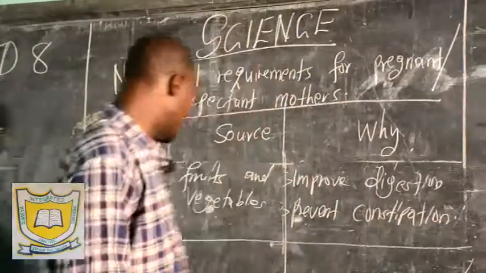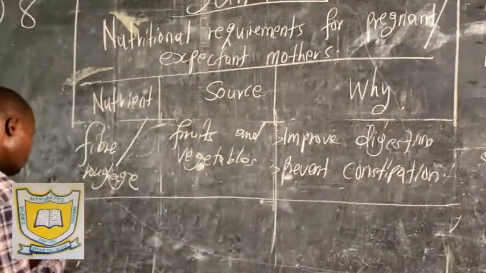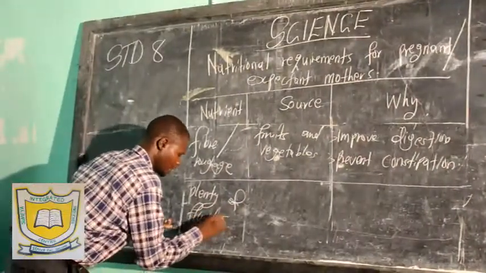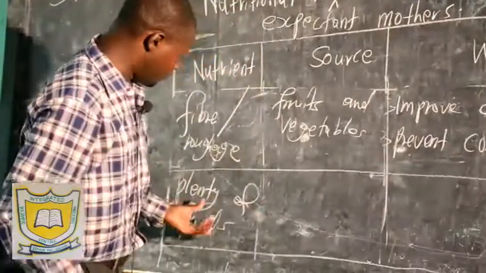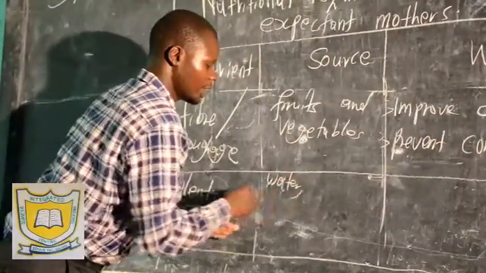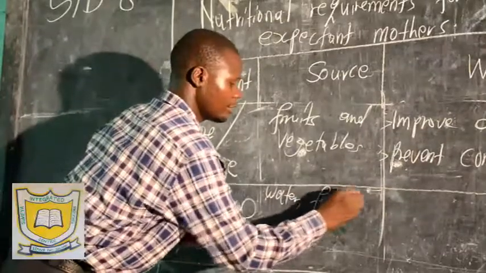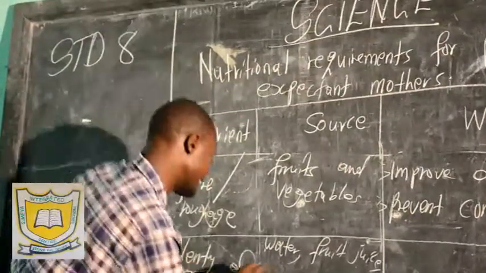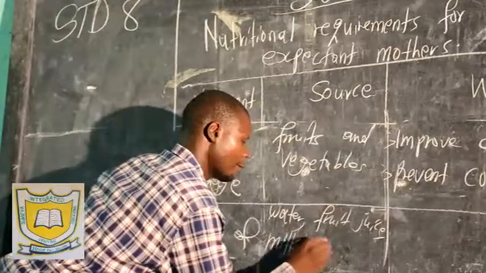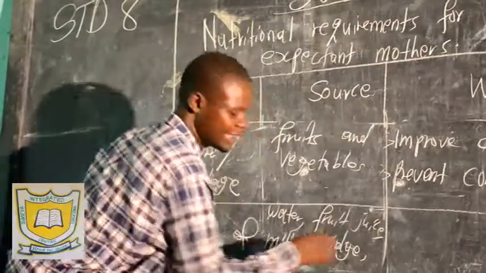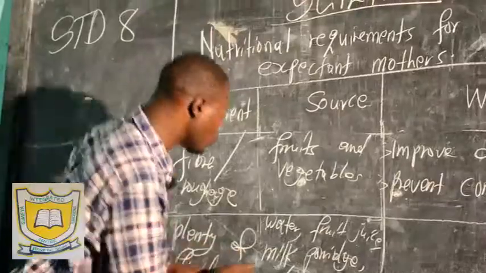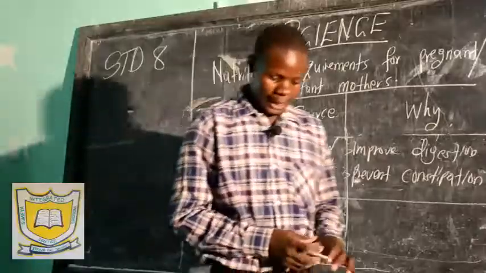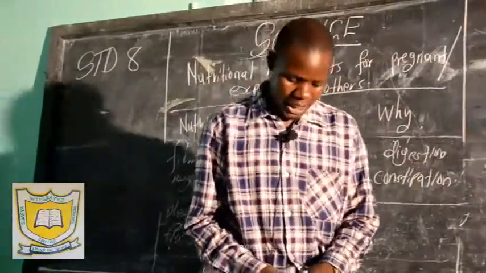Then lastly, plenty of fluids. What can be the sources of plenty of fluids? One is water, then fruit juice, milk, porridge, and lastly we have soup. The sources of plenty of fluids are water, milk, fruit juices, soup and porridge.